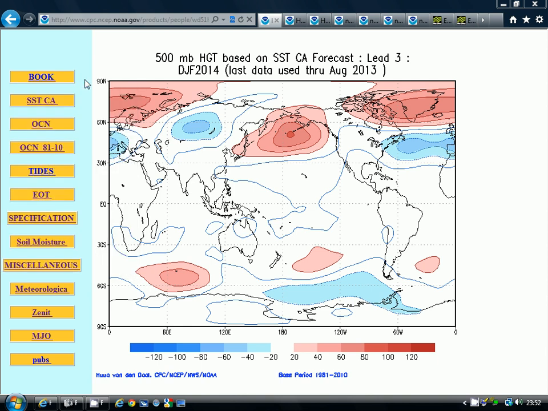This is the first time I've used Hugues van den Dool's charts. I'm sure they'll be appearing many more times. To start off with is the 500 millibar height anomaly chart from CPC, from Hugues van den Dool, for the winter for December, January, February 2013-2014. What Hugues is predicting as an anomaly for this coming winter is that we're going to have an area of above average height sitting to the north of the British Isles around Greenland and Iceland, and going up to the north of Scandinavia as well.